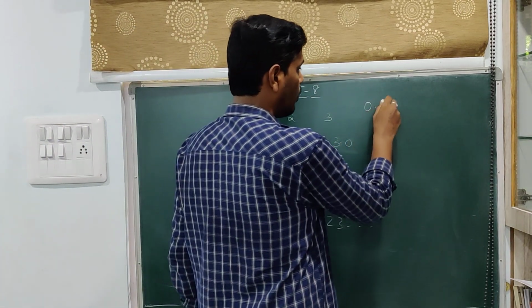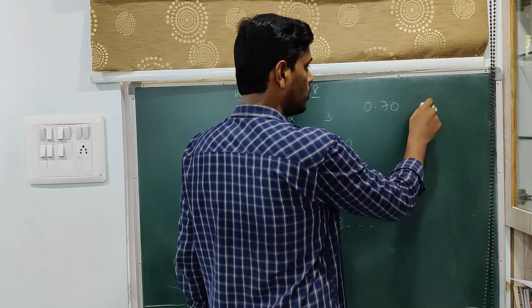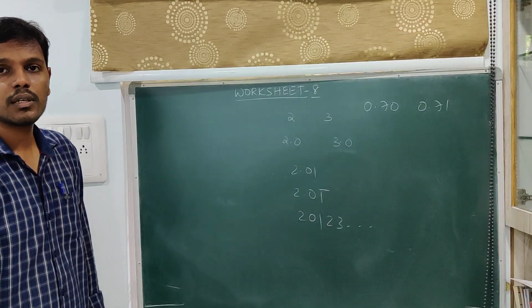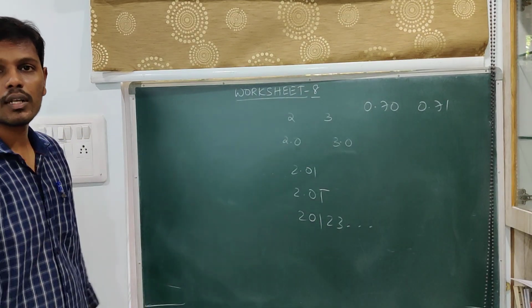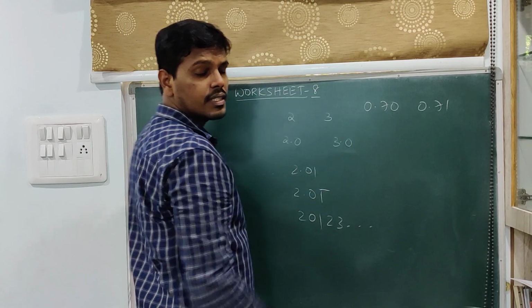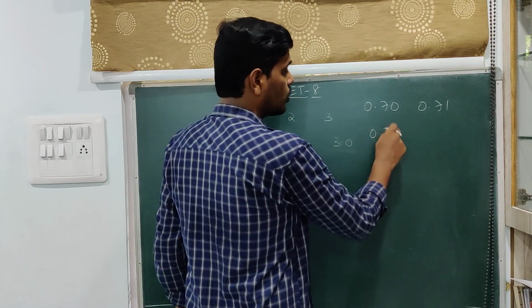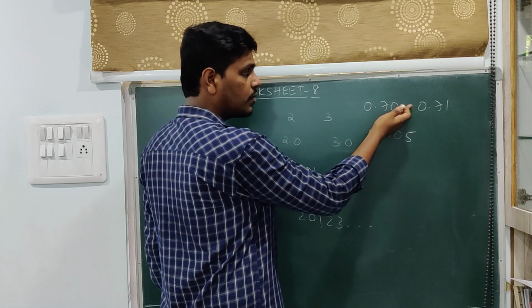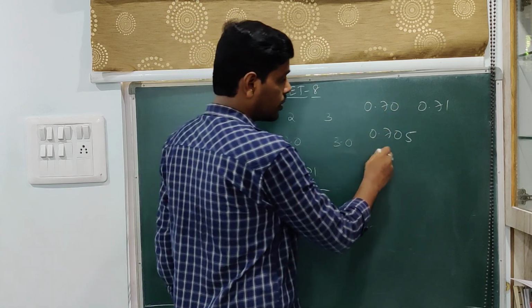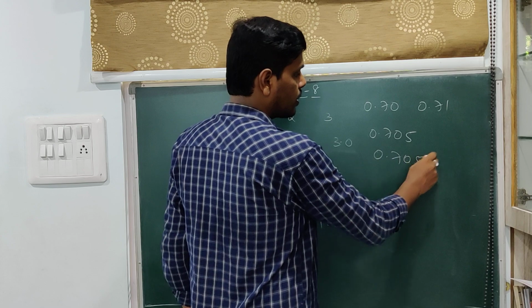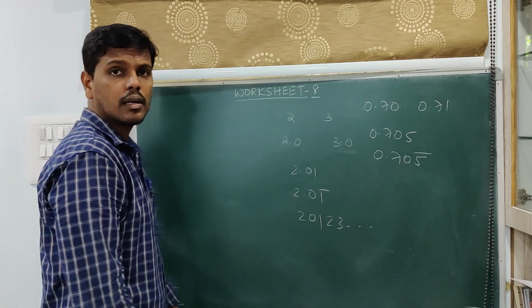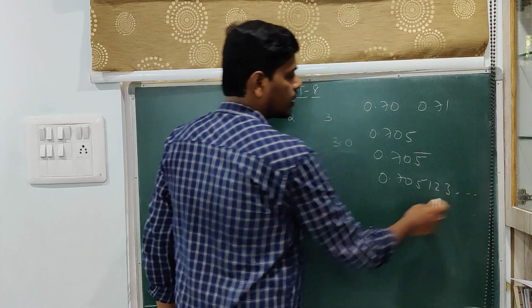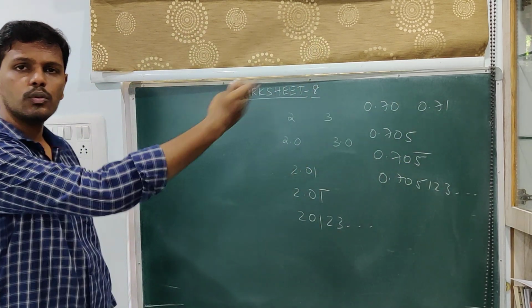Suppose 0.70 and 0.71. Now if you want to write a rational number or an irrational number between that, extend the decimal place. Say 0.705. That is a terminating decimal and lies between these two numbers. If you want a non-terminating repeating decimal, say 5 bar. Or if you want a non-terminating non-repeating decimal, after 5 you increase the number.